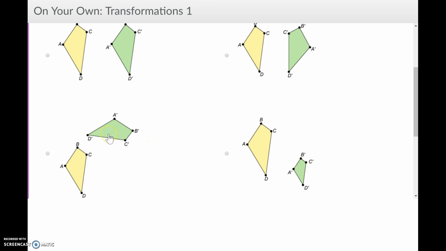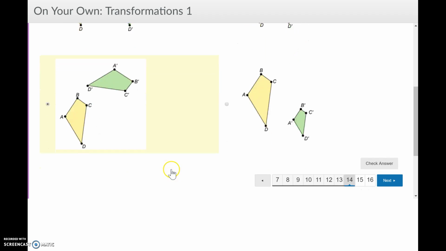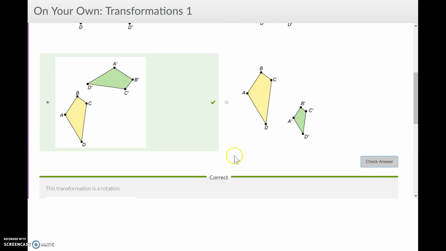So let's look at this one. If this rotated and had a point here in the center that it rotated around, then C would end up here. This is our rotation. Just making sure that's what they want us to pick again. Reading carefully.